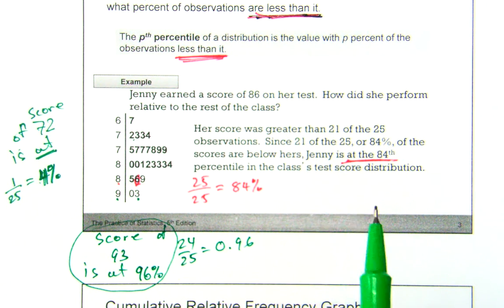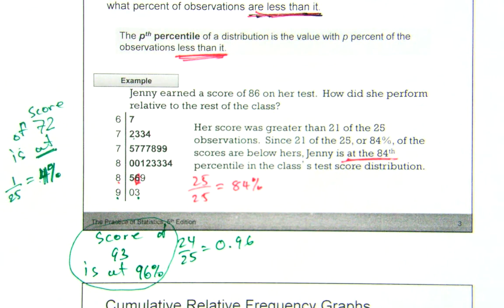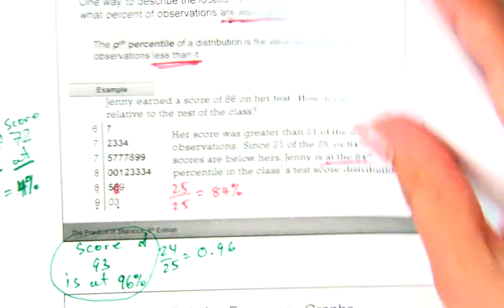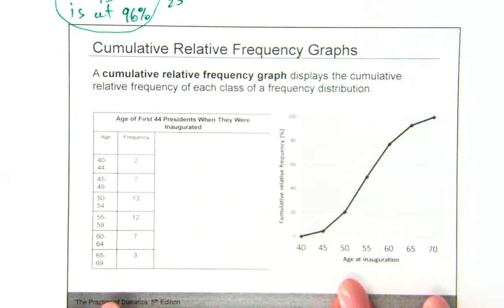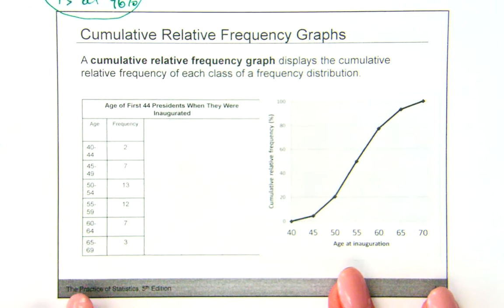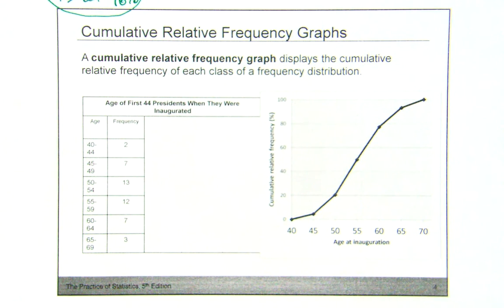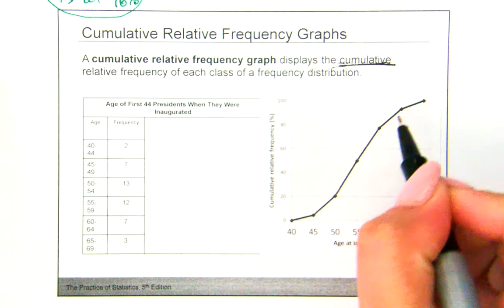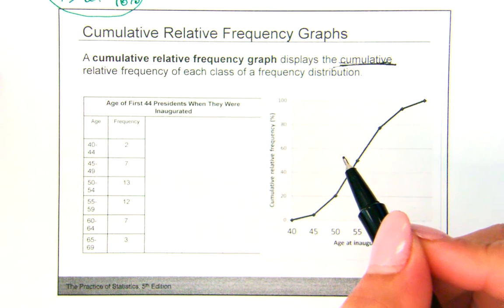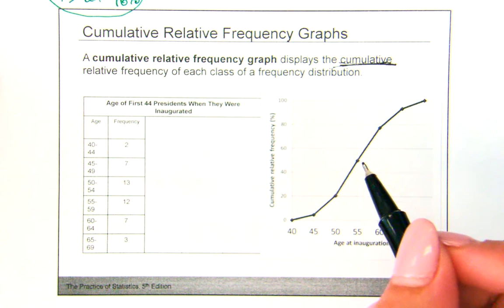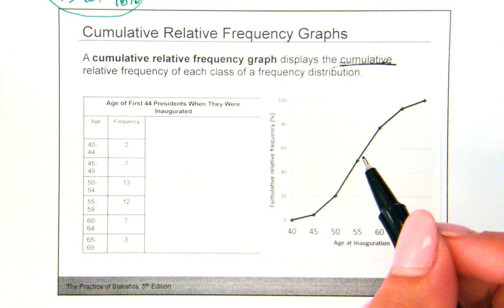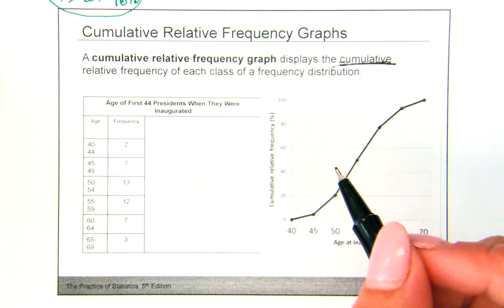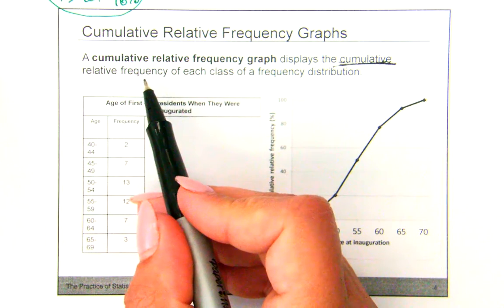So those are percentiles. Now we move on to cumulative relative frequency graphs, which is a really mouthful, and I'm going to start to abbreviate probably as CRFGs if I really need to. Okay, so a cumulative relative frequency graph displays the cumulative, meaning the sum total, and the relative frequency you know how to do, all right?